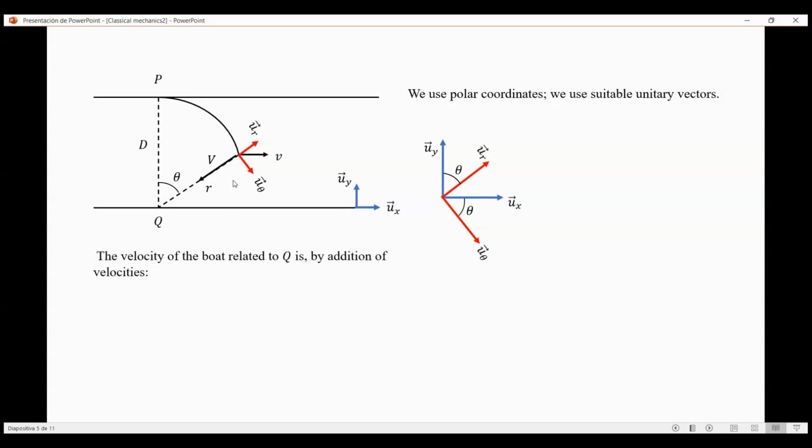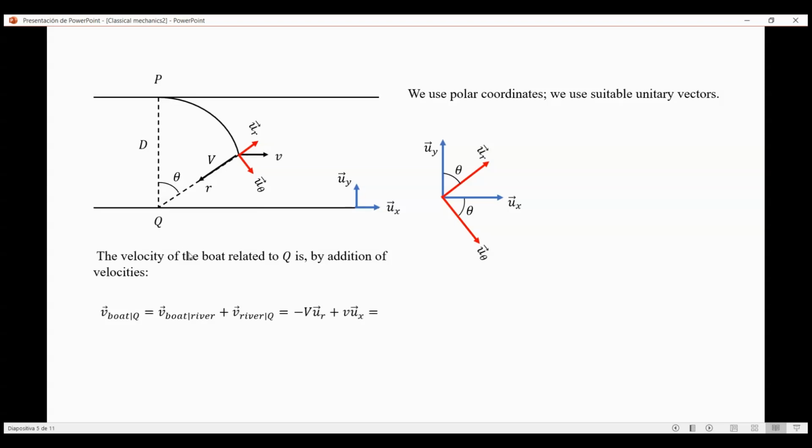But also the velocity of the boat related to q is, by addition of velocities, because the boat is also affected by the current, the velocity of the boat related to the river, which is this capital V here, plus the velocity of the river related to q. This is intuitive to understand. If we imagine ourselves in the river rowing, our total velocity is not just the velocity we are rowing with, it is the velocity we are rowing with plus the velocity of the current of the river.